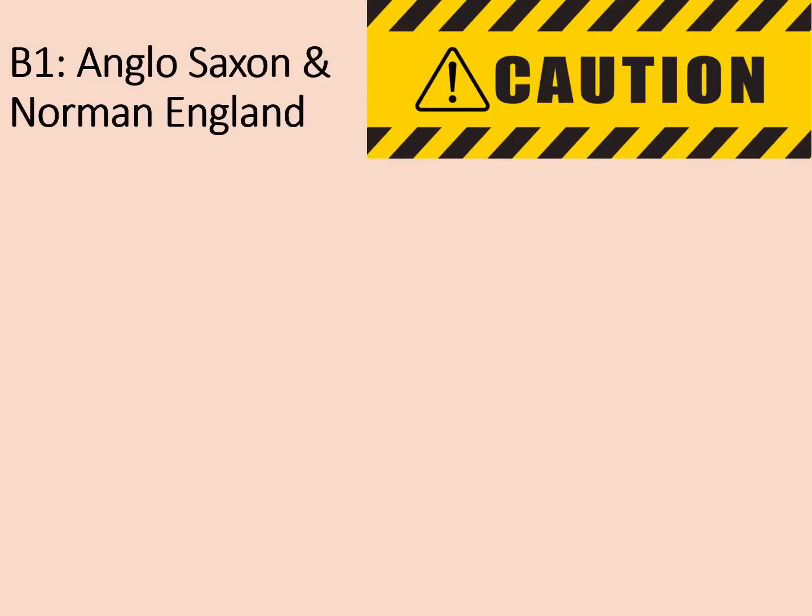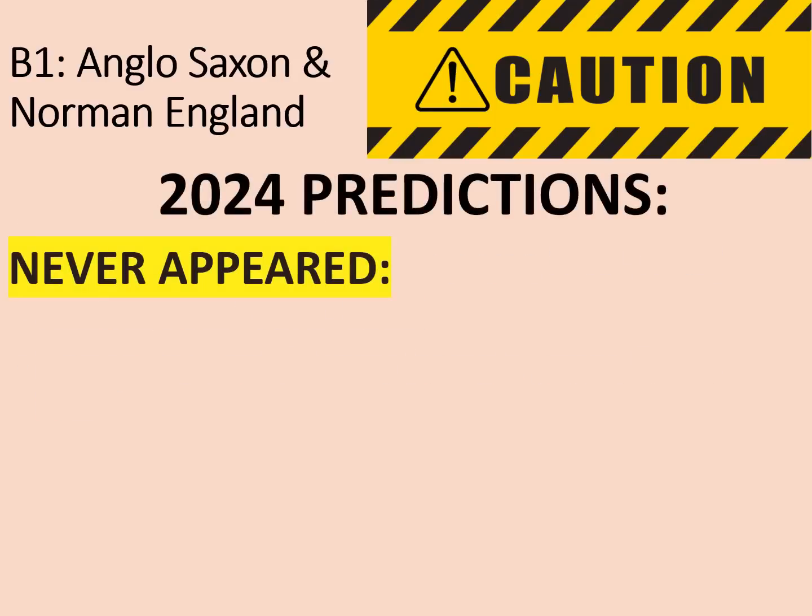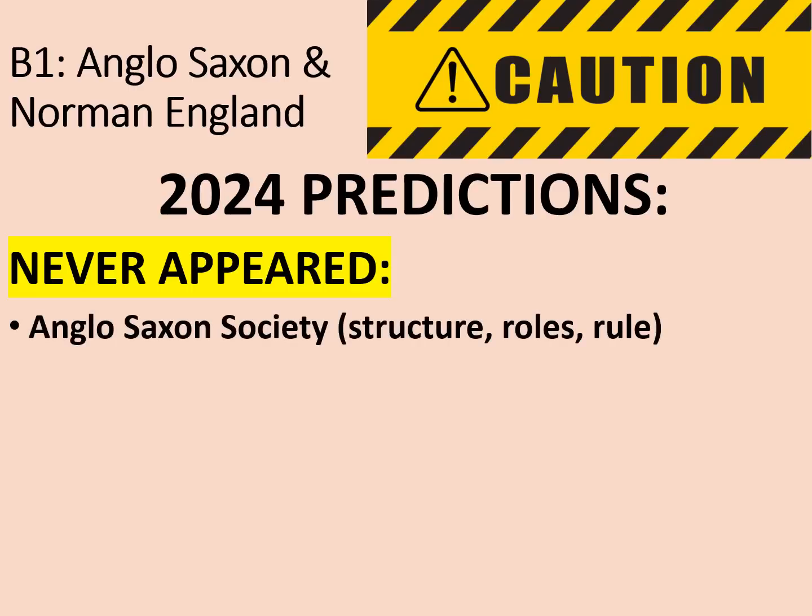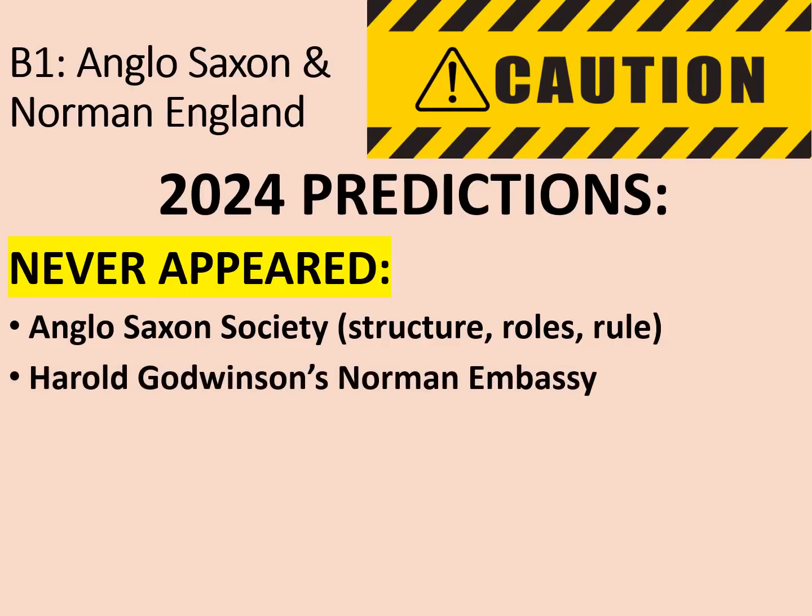Again, a note of caution here, but the following have never appeared in the Anglo-Saxons and Normans exam, although I would remind you, pretty much all of these might have been mentioned as part of other questions, but they've not had a distinct and discrete question for them. One is on Anglo-Saxon society, its structure, its roles, and how people ruled. Another is Harold Godwinson's Norman embassy.